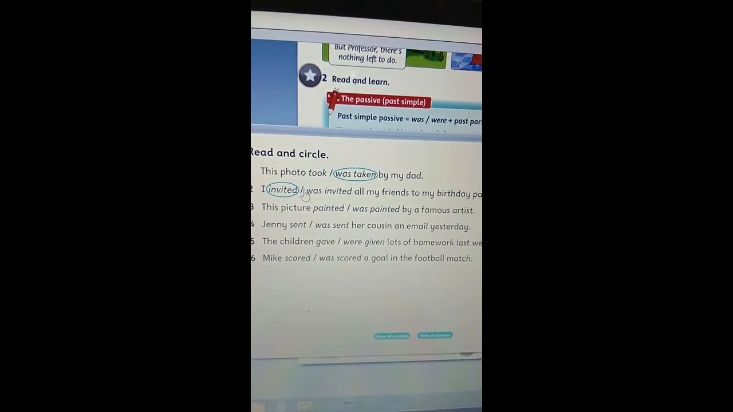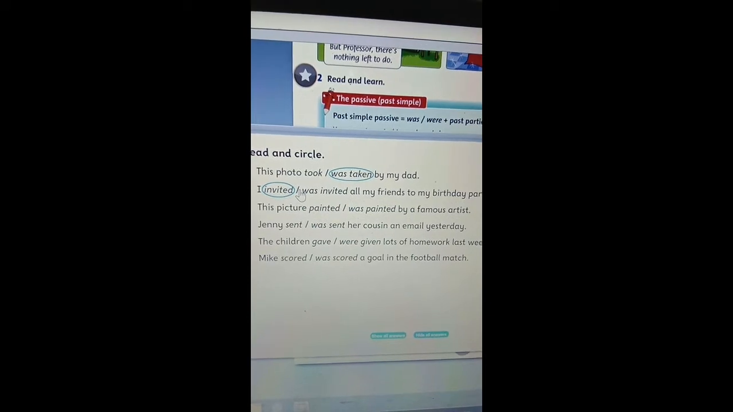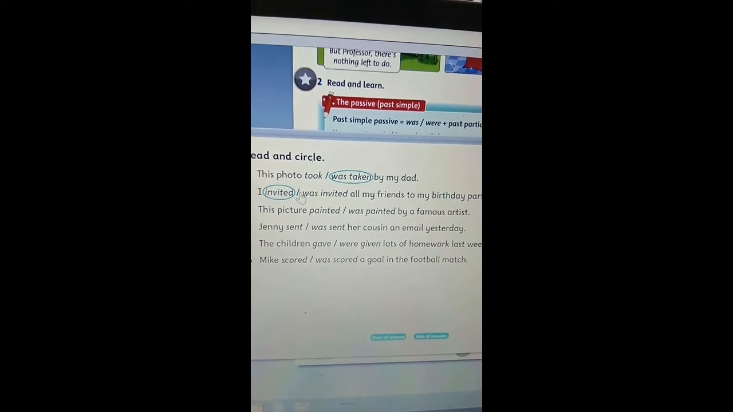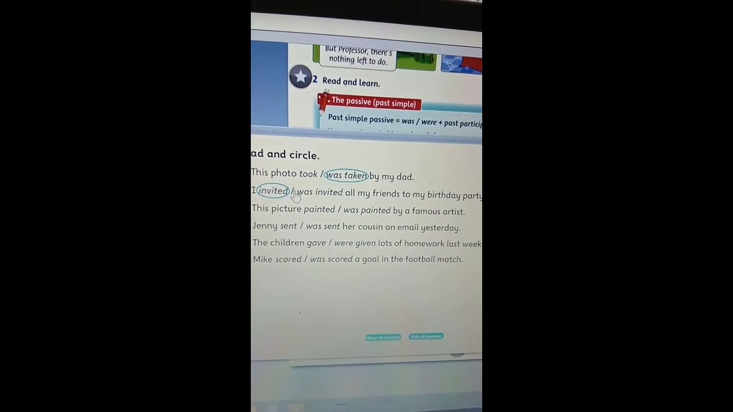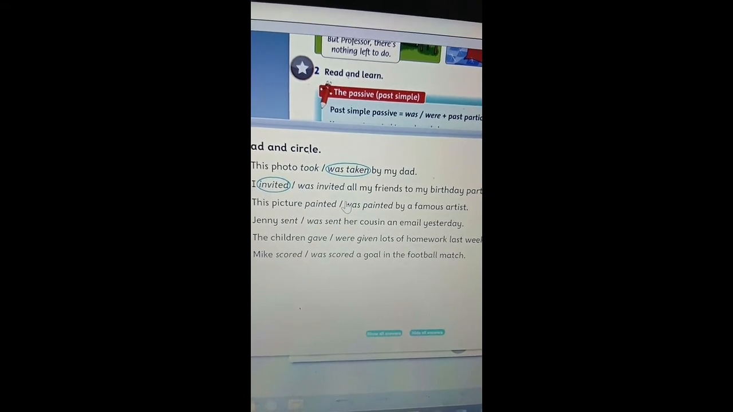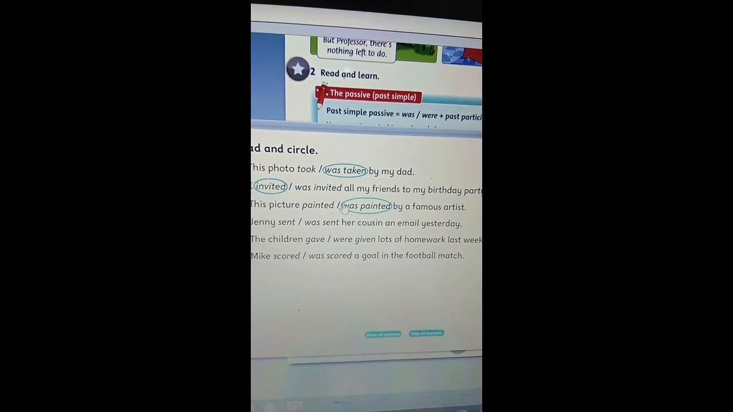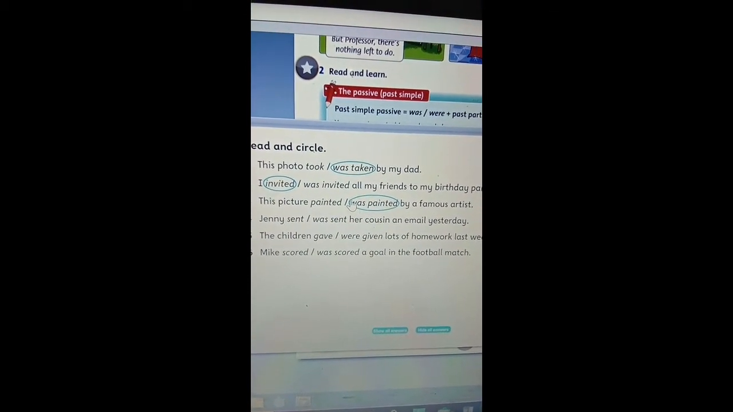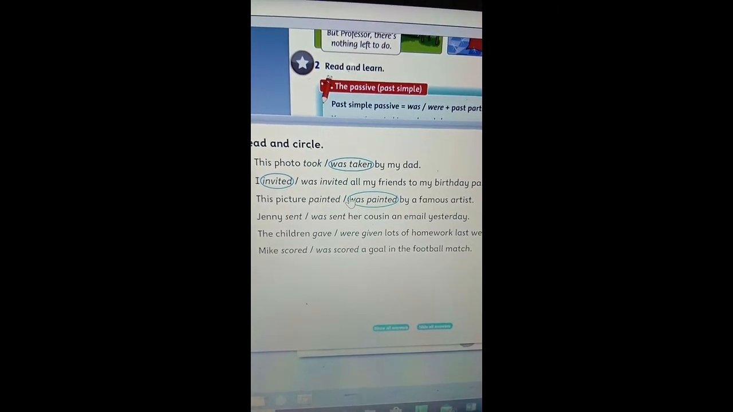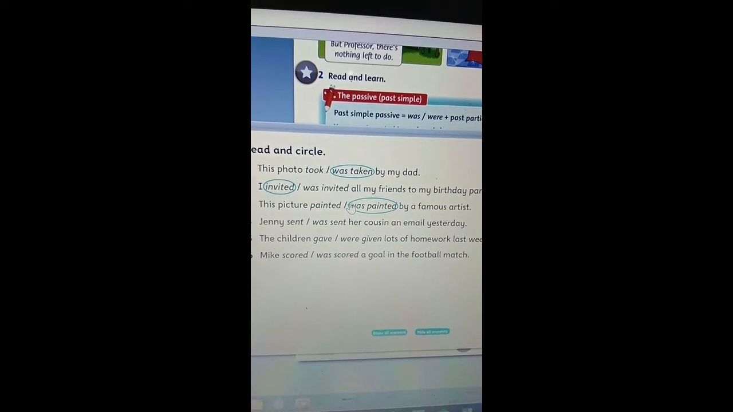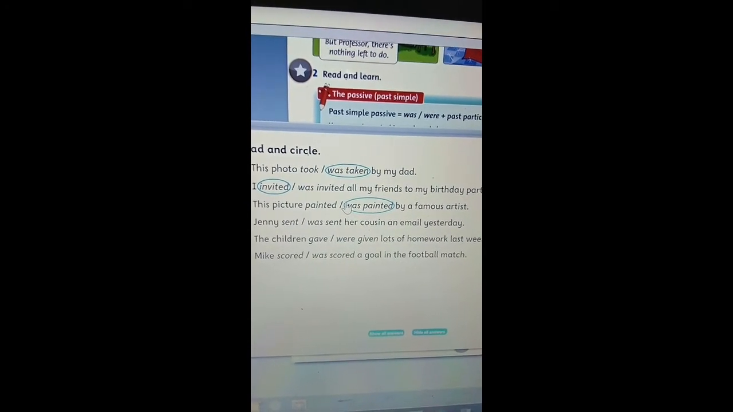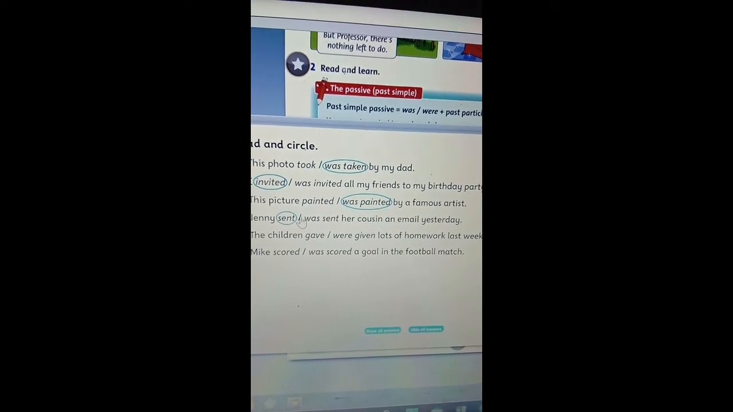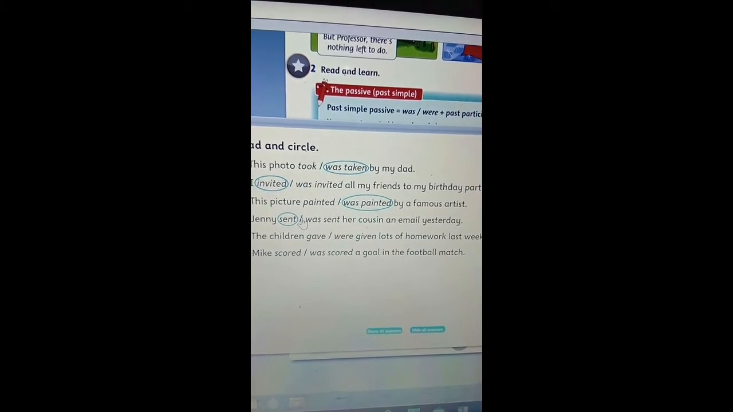This picture was painted by a famous artist. Now, when things can't paint themselves or do something themselves, then we need to have the passive. So the picture was painted by a famous artist. Jenny was sent her cousin an email yesterday. What do you think about that one? Well, Jenny can send things, so we don't need the passive. So Jenny sent her cousin an email yesterday. It's okay.